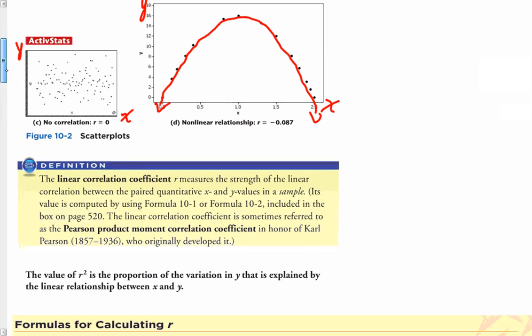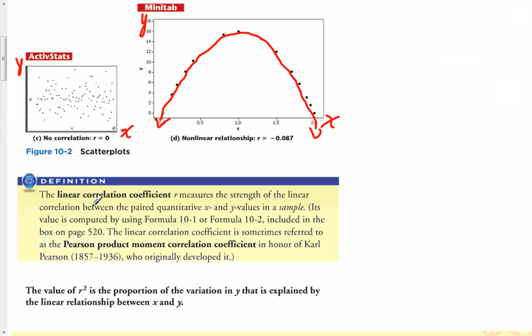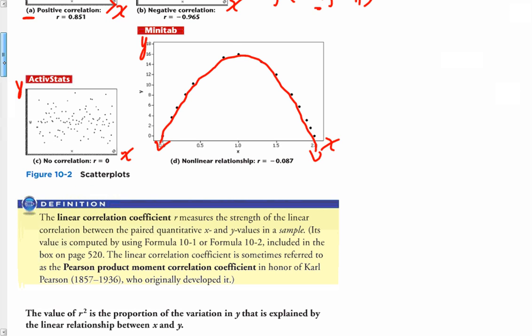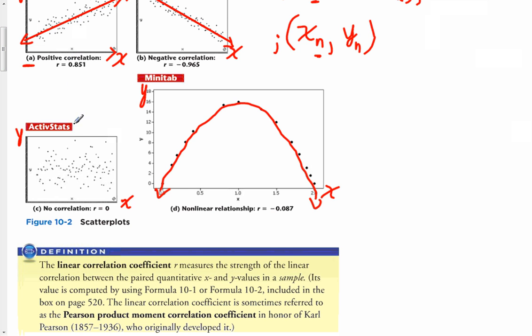So the first thing we're going to define is the linear correlation coefficient. And you've been looking at some linear correlation coefficients up here. R is the linear correlation coefficient. The linear correlation coefficient R measures the strength of the linear correlation between paired quantitative x and y values in a sample. So for instance, the strength of this linear correlation is 0.851, and the strength of this linear correlation is negative. Notice it's negative because there's a negative correlation. As x gets larger, y gets smaller.